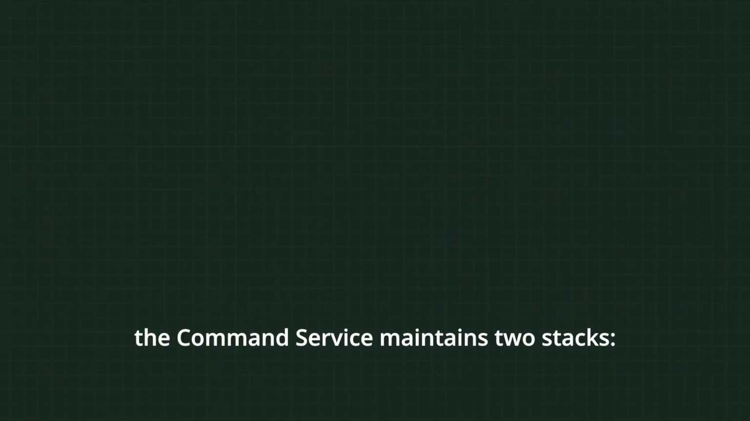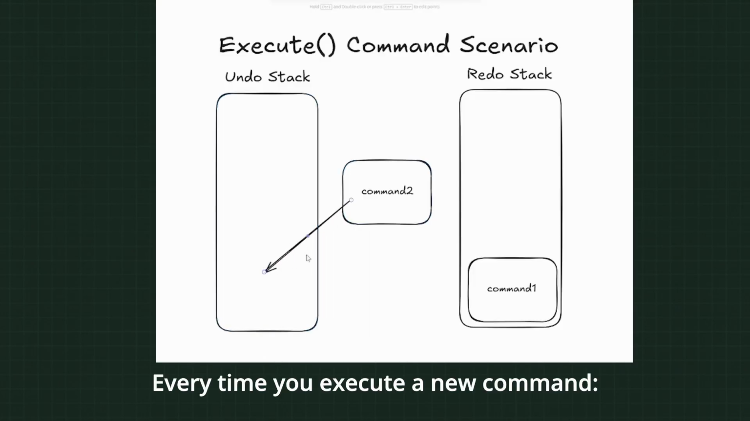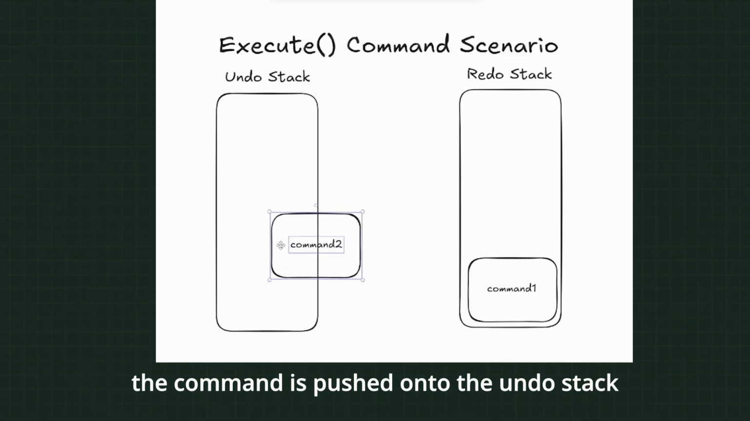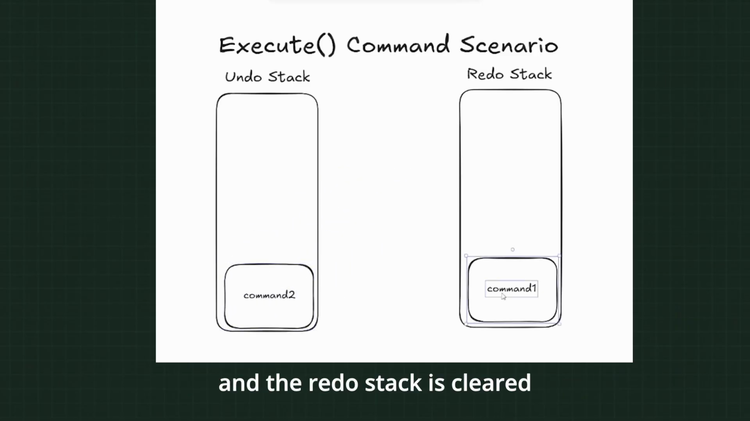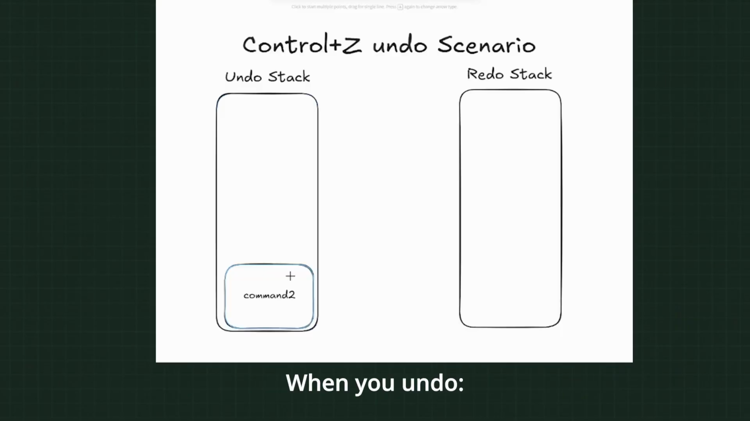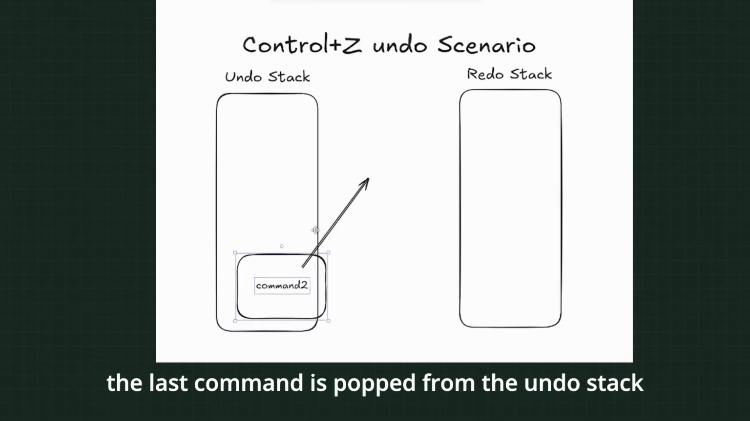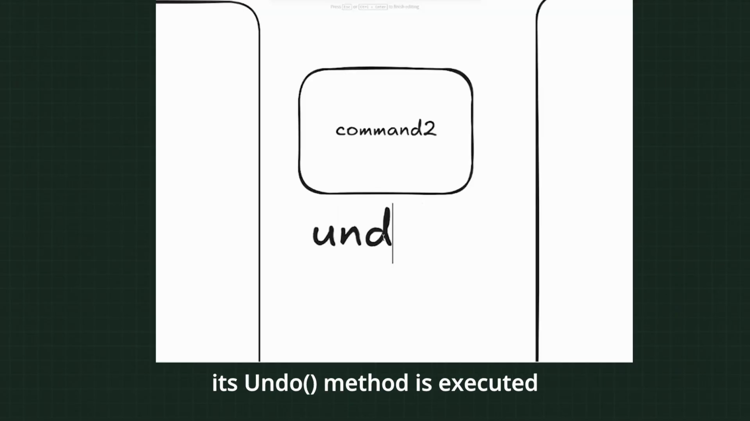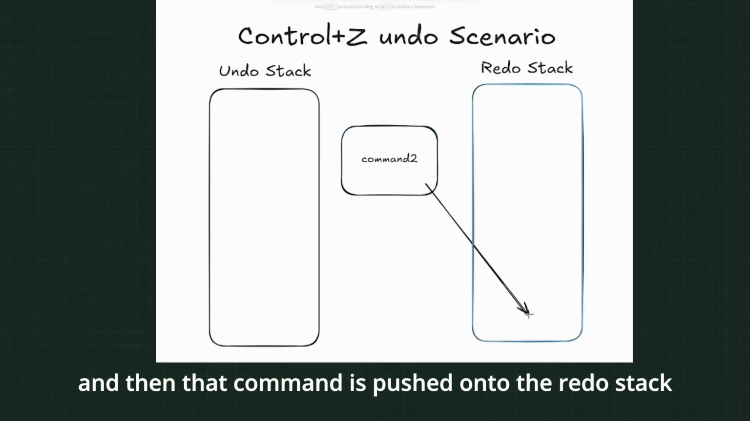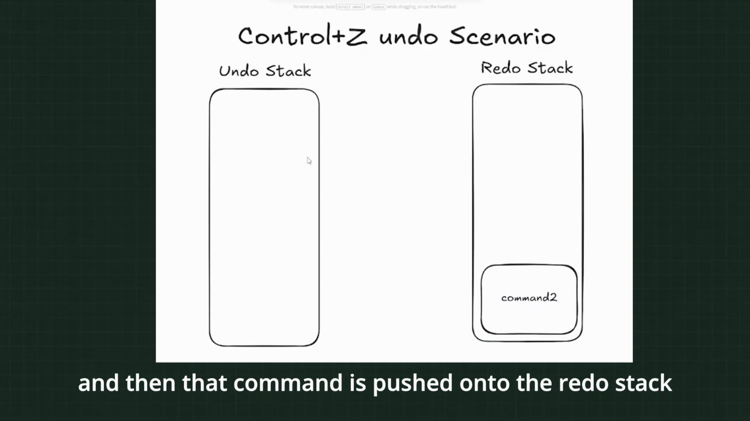Behind the scenes, the command service maintains two stacks, one for undo and one for redo. Every time you execute a new command, the command is pushed onto the undo stack, and the redo stack is cleared. When you undo, the last command is popped from the undo stack. Its undo method is executed, and then that command is pushed into the redo stack.